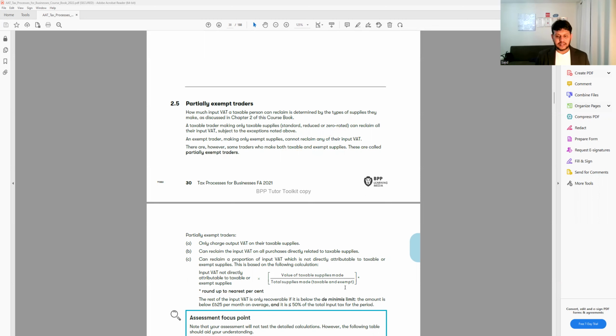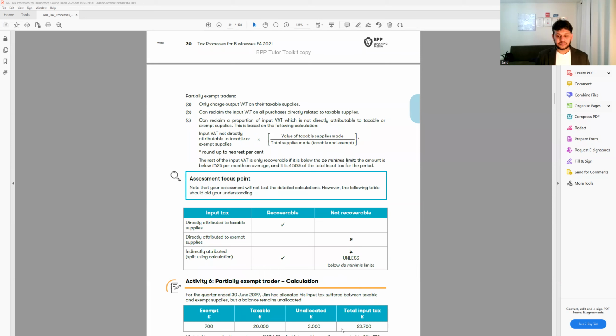It says partially exempt traders only charge output VAT on their taxable supplies, then can reclaim all the input VAT on all purchases directly related to taxable supplies. So if I know this is the taxable supply for this product or this service, I can claim all the input VAT.